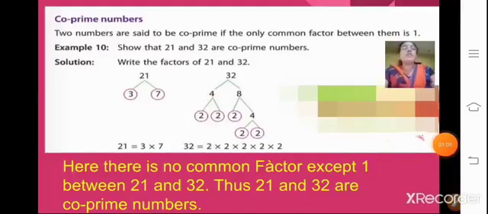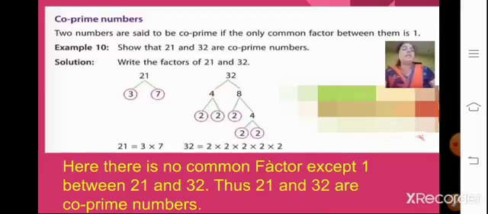Now the factors of 21 are 3 and 7. Both 3 and 7 are prime numbers, so the prime factors of 21 are 3 and 7. Whereas for 32, 4 8s are 32, 2 2s are 4 and 2 4s are 8. Again, 4 is divisible by 2, 2 2s are 4. So the prime factors of 32 are 2 into 2 into 2 into 2 into 2.